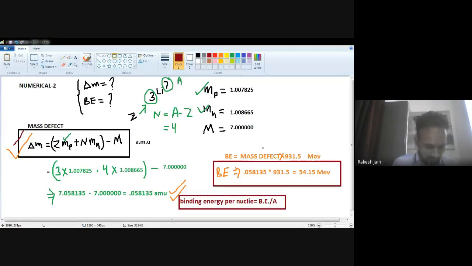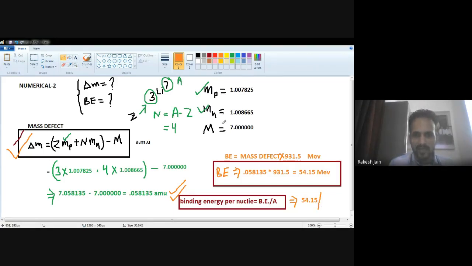So for this numerical, let's suppose I have to calculate the binding energy per nucleus. Then definitely for this question I have to divide this binding energy, that was my 54.54 mega electron volt, so 54.54, divided by the total number of protons and neutrons, the sum of proton and neutron present in the nucleus.